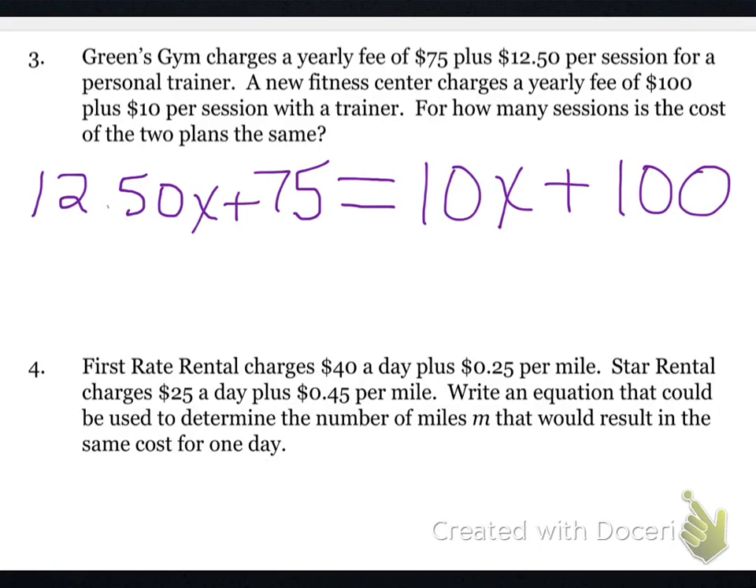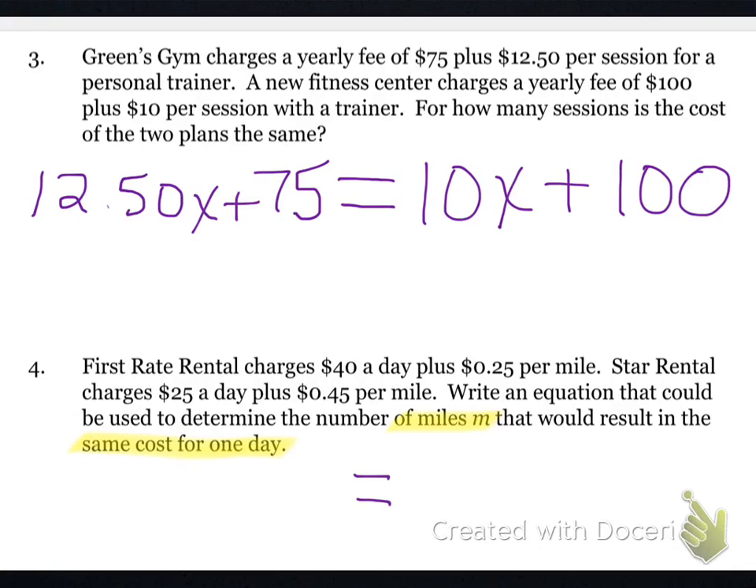Okay. Number 4. First rate rental charges $40 a day plus 25 cents per mile. Star rental charges $25 a day plus 45 cents per mile. Write an equation that can be used to determine the number of miles M that will result in the same cost for one day. So it gives me the variable that I'm going to use. I'm going to use M for miles. And I'm looking to determine the number of miles that were the same cost for one day. So I'm going to put my equal sign. And I'm going to look at first rate rental and put that on the left side. So it's kind of the same scenario.